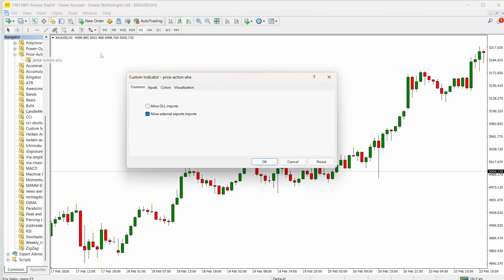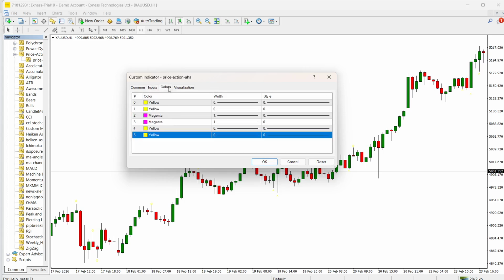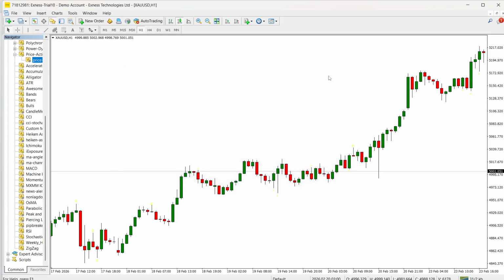Let's take a look at what settings are available. Right, for our inputs, we have alerts, history, pin bars, noise ratio, body ratio, and the rest of that. They're all here. We can also choose our preferred colors for the visual markers, and we can trade on our preferred time frames as well.